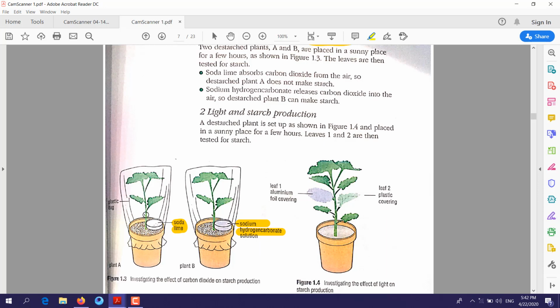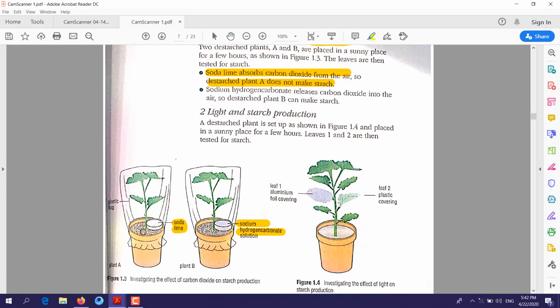Why do we use these two substances? Because soda lime will absorb all the carbon dioxide here. But here, what will happen? The sodium hydrogen carbonate will release carbon dioxide. So, how will this affect the plants? Firstly, soda lime absorbs carbon dioxide from the air, so the destarched plant does not make starch.